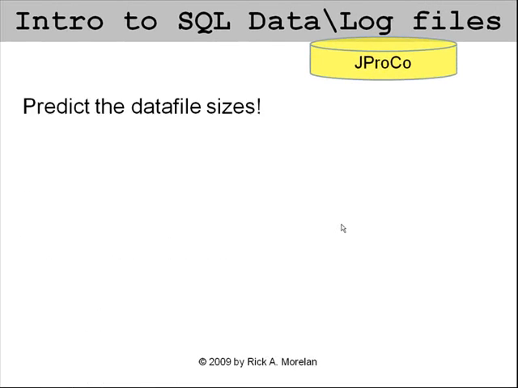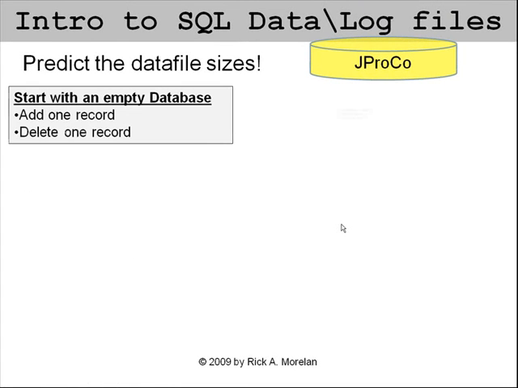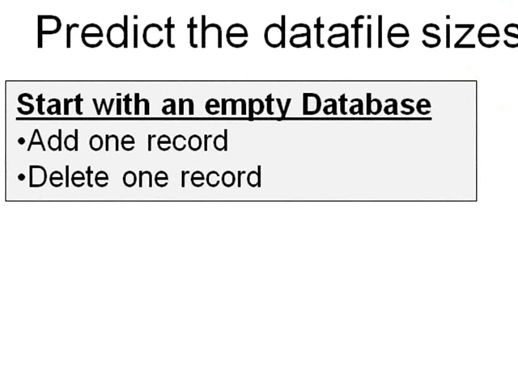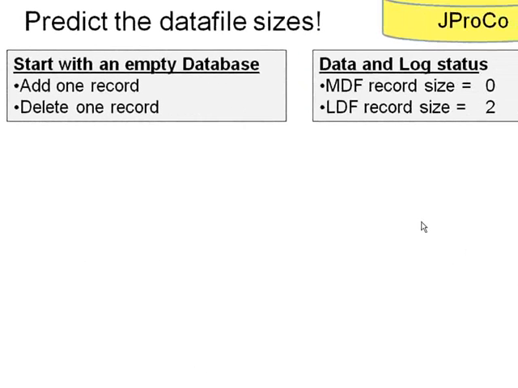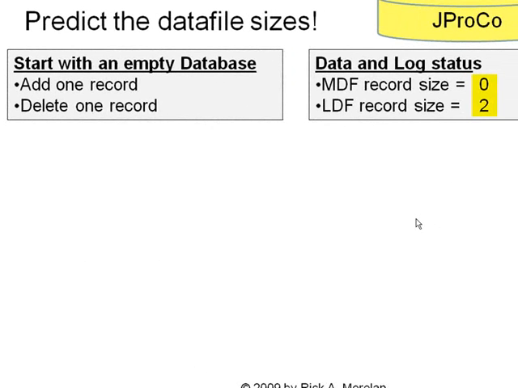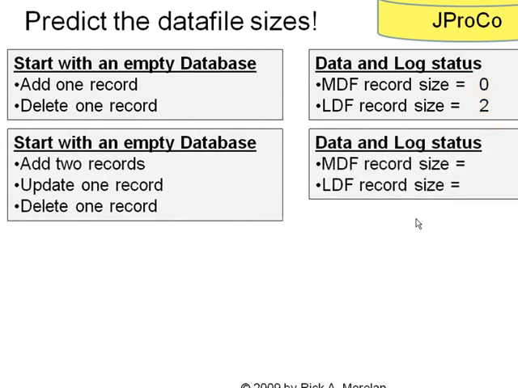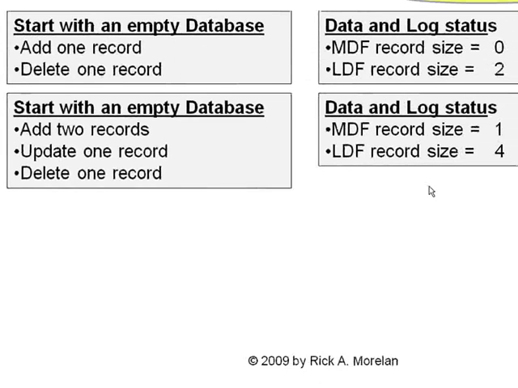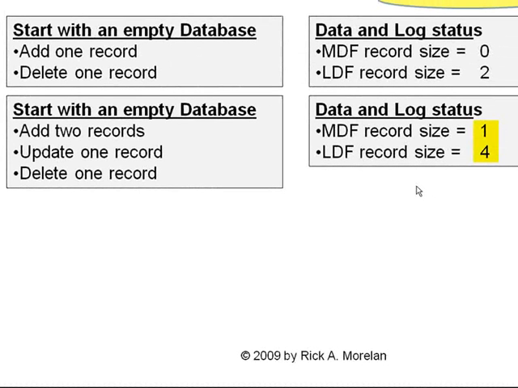Let's get practice with some more scenarios. Let's predict the sizes. Add 1 record, delete 1 record. That means you got no data, but you've experienced 2 changes in the log. Add 2 records, update 1 record, delete 1 record. Well, you have 1 row or 1 record in your MDF, and the LDF has experienced 4 changes.